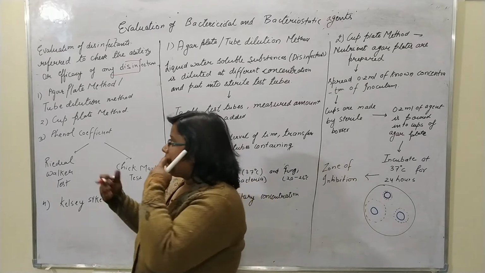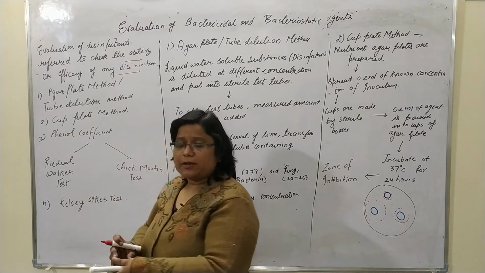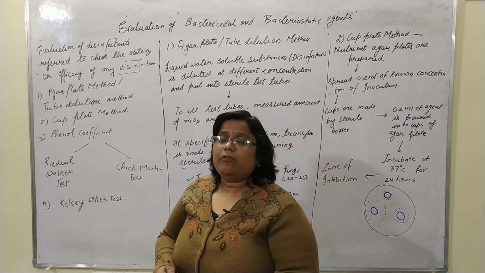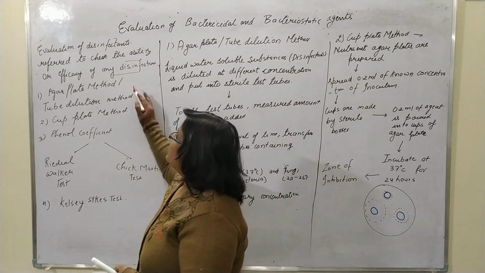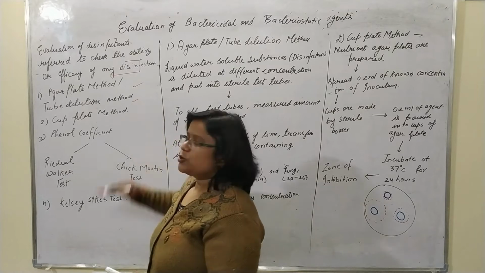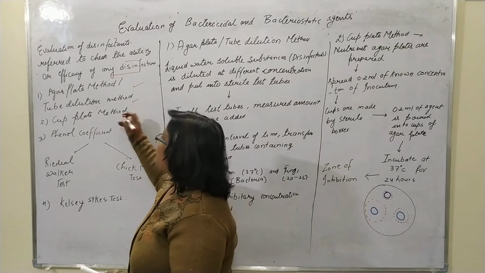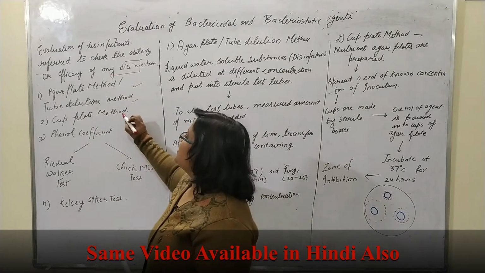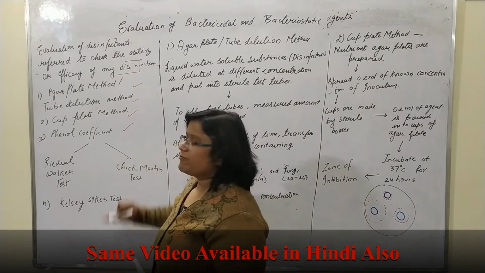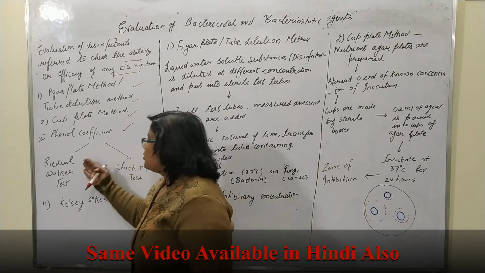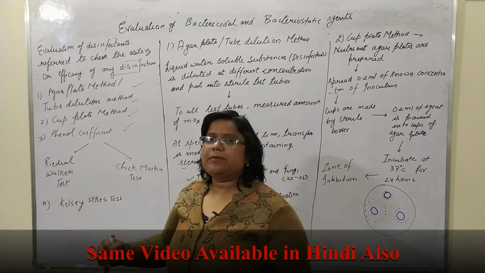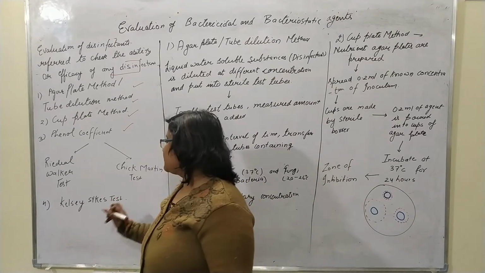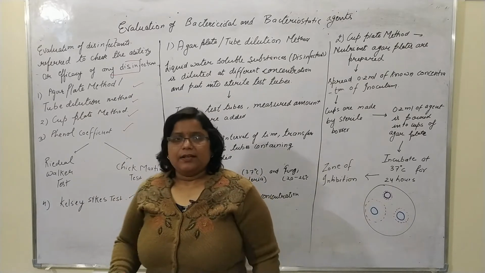Okay, there are some parameters or methods by which we will determine the effectiveness or efficacy of the disinfective agents. First is the agar plate method, or we can say the tube dilution method. Second is the cup plate method. Third is the phenol coefficient, and in the phenol coefficient we will determine it by two methods, Rideal-Walker and Chick-Martin test. And the fourth one is the Kelsey-Sykes test.